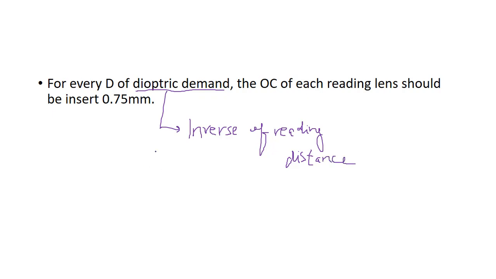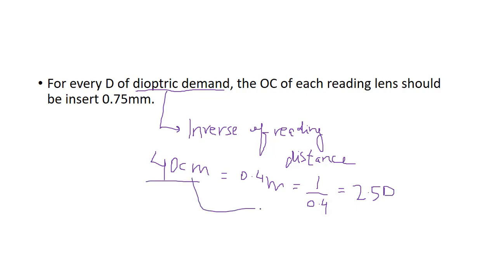For example, if I have a reading distance of 40 centimeters, then in meters it will be 0.4, and when I take the inverse of it, that is 1 by 0.4, I will get 2.5 diopters. So for 40 centimeters, the dioptric demand will be 2.5 diopters.